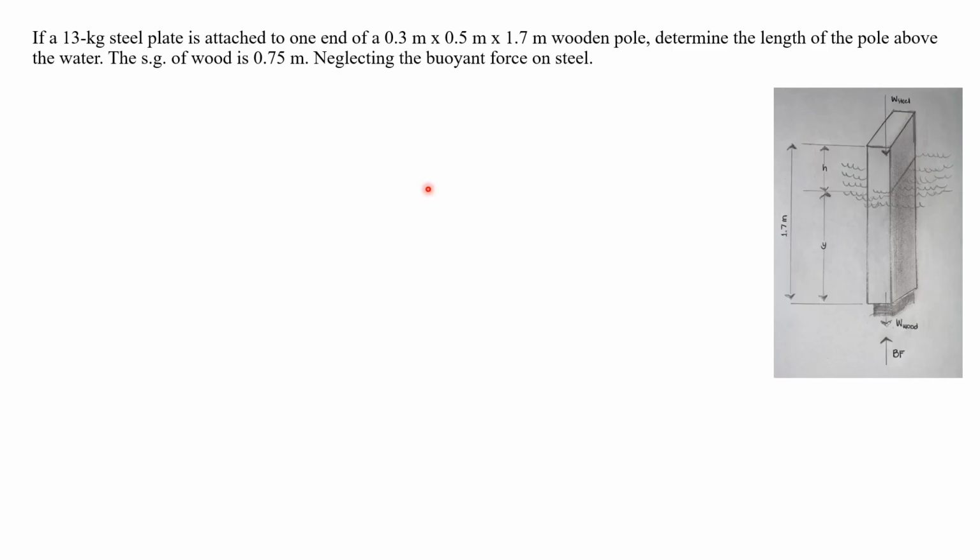Guys, once again, we are here to learn another problem from Fluid Mechanics and Hydraulics, Chapter 3, Total Hydrostatic Force on Surfaces. If a 13 kg steel plate is attached to one end of a 0.3 meter by 0.5 meter by 1.67 meter wooden pole, determine the length of the pole above the water. The specific gravity of wood is 0.75, neglecting the buoyant force on steel.